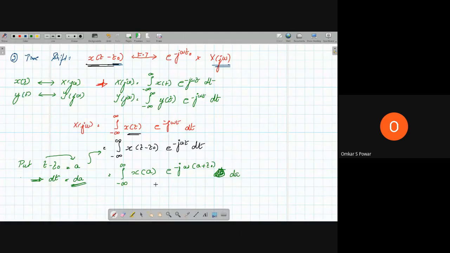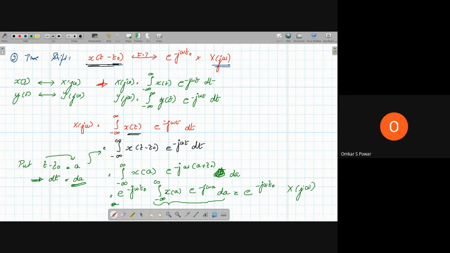So now what I will do, I will take e power minus j omega t naught outside. Multiply this and take this outside. Inside what we will get? Integral from minus infinity to infinity x of a e power minus j omega a dA. So this is nothing but your Y of j omega, which is equal to e power minus j omega t naught times this term.